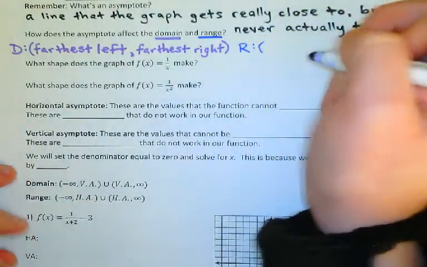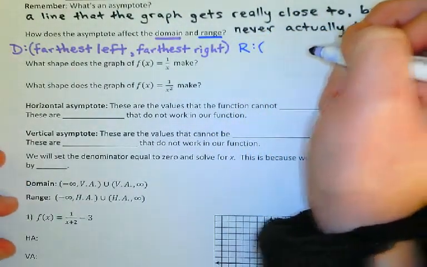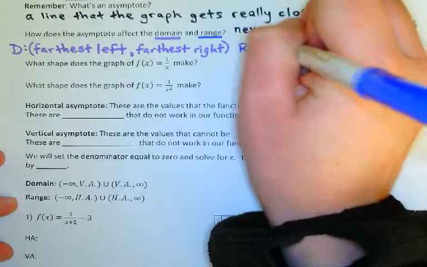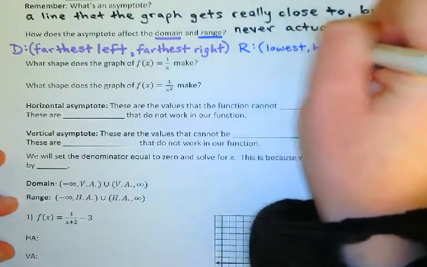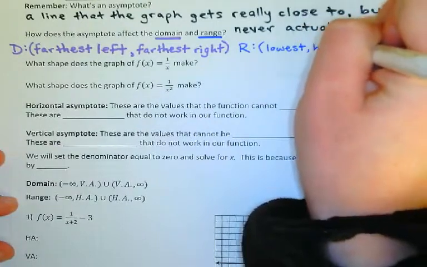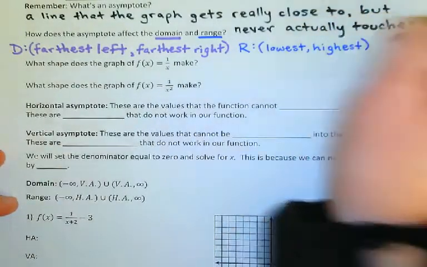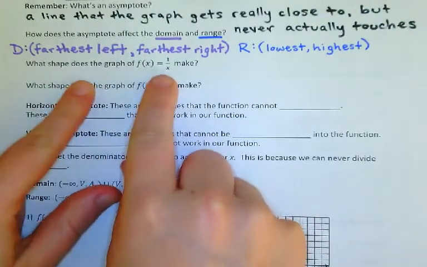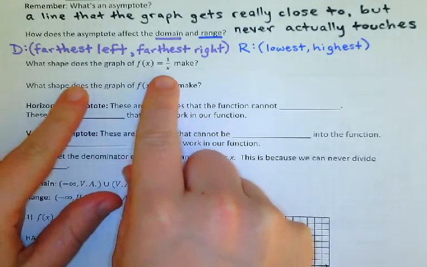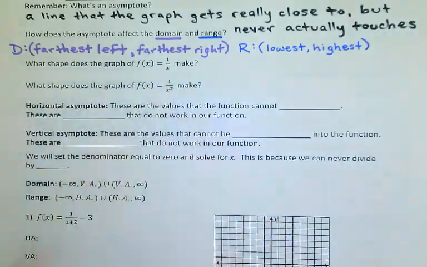Remember, domain is your farthest left to your farthest right, and your range is your lowest to your highest part of your graph. So now there's two basic parent functions that we think of when we think of rational functions, and the first one would just be 1 over x. What shape does the graph 1 over x make?